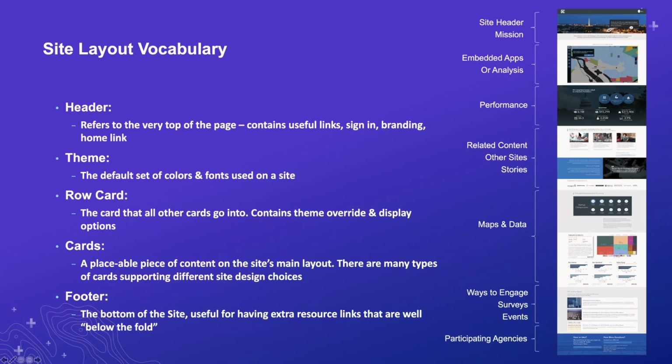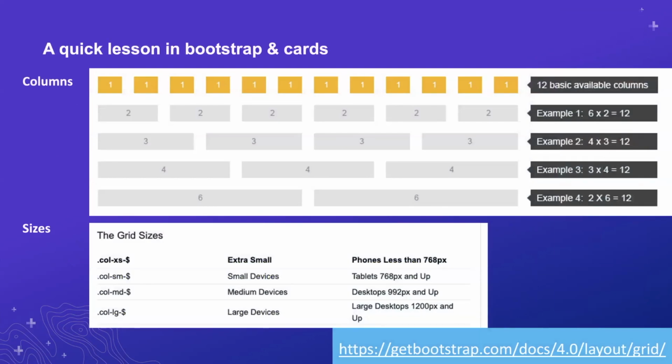And then we have rows, and the rows really serve as chunks to hold the cards. We can pick however many rows we want and then fill them with the cards, which are the different layout pieces that we can choose from. And then last but not least is the footer, which is where you can put legalese and stuff like that.